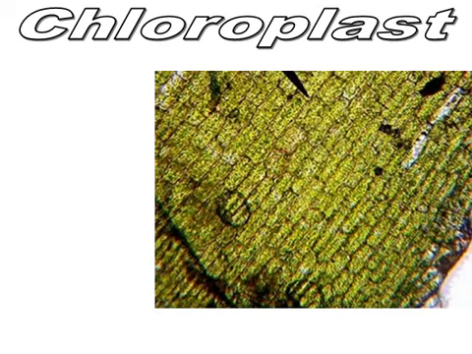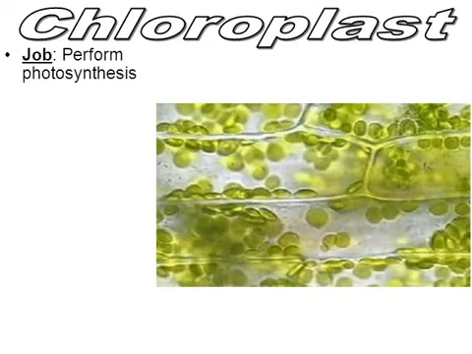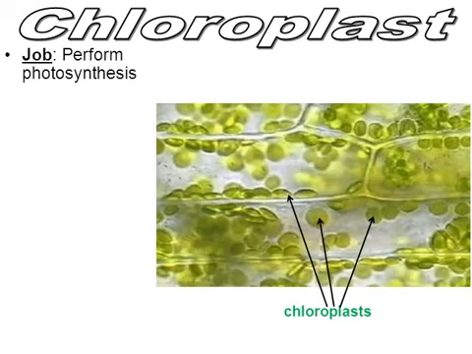So the next part I want to mention is called the chloroplasts. And so you might know the job of the chloroplast is to perform photosynthesis. Well, here are several dozen plant cells taken with a microscope. Let's zoom in for a closer look. When we zoom in, we can see that inside of every cell are dozens of those green round-shaped objects called chloroplasts. They're inside every single cell, and there's dozens of them per cell.